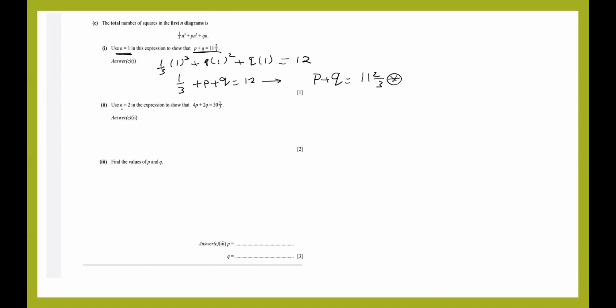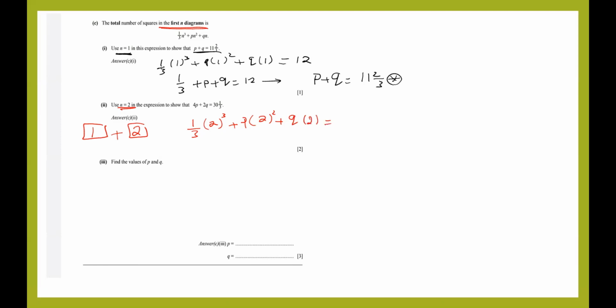In part I, it says use n equals 2 in the expression to show that 4p plus 2q equals 30 and 1/3. So how to do this one? Since n is 2, as I mentioned before, we will get the total of the first diagram added to the total of the second diagram, because the first n diagrams means adding cumulatively. So just replace the n by 2 in this form. It will be 1/3, 2 cubic plus p by 2 squared plus q by 2, then equal to what?